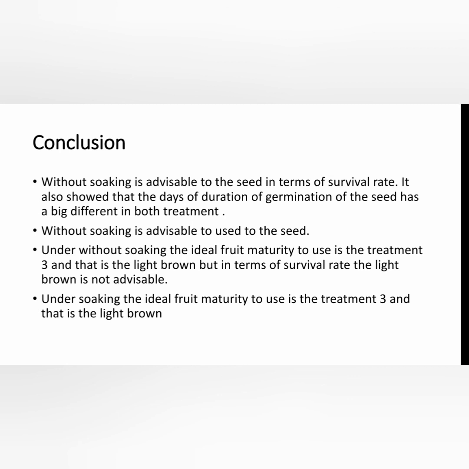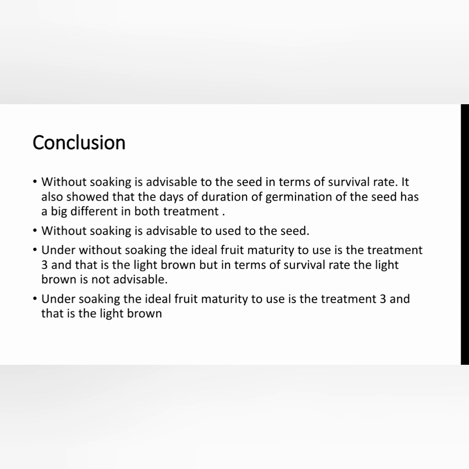But in terms of survival rate, the light brown is not advisable because it really showed in the figure under survival rate that not all of the seeds germinated. So under soaking, the ideal fruit maturity is treatment 3, and that is the light brown. And same with without soaking, light brown is not really advisable in terms of survival rate.